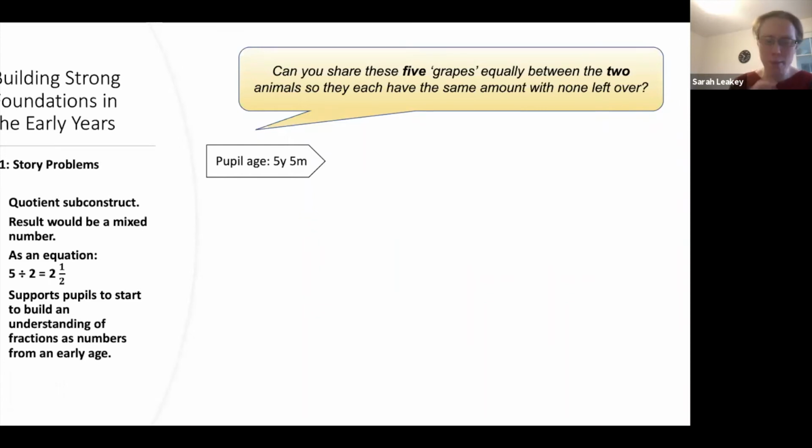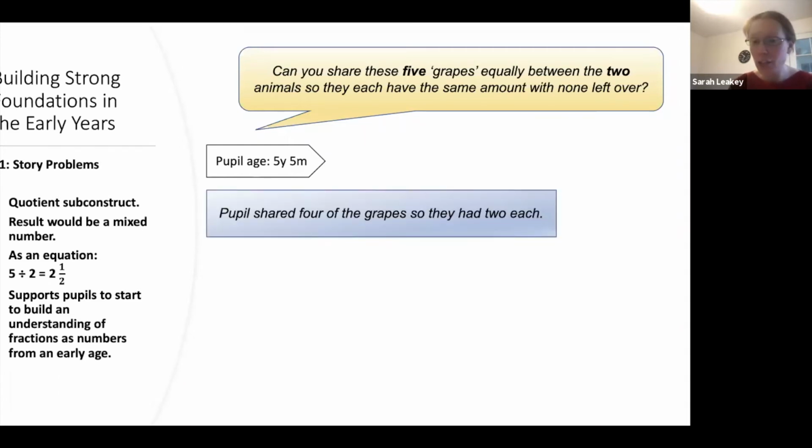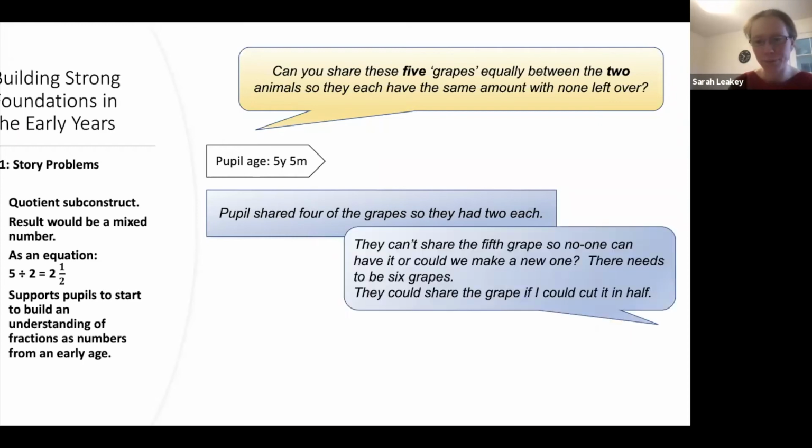And this pupil was about 5.5 years old. So they shared the 4 grapes, so they had 2 each. And then this dialogue is brilliant. This is what their sort of thought process. They can't share the 5th grape, so no one can have it.